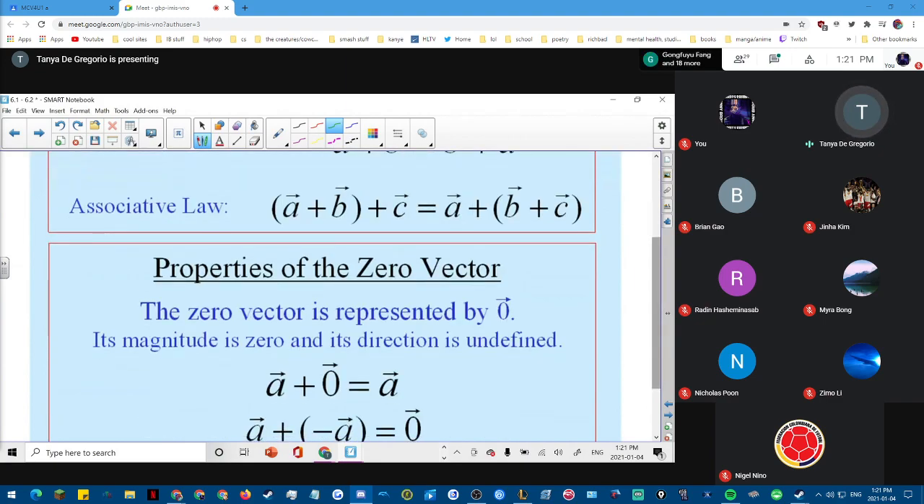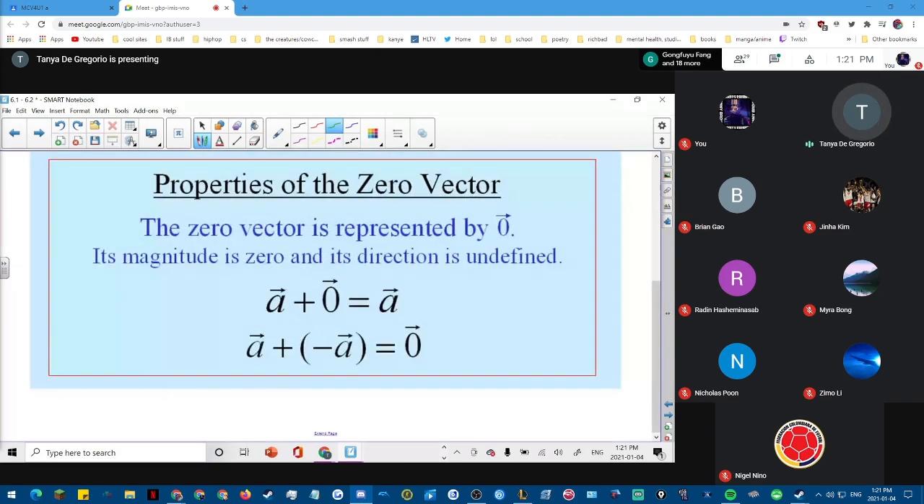So properties of the 0 vector. The 0 vector is represented by a 0 with an arrow. If it doesn't have the arrow, it's not a 0 vector, it's just 0. Okay, so it's very important that it has the hat on it or the arrow on it. Its magnitude is 0 and its direction is undefined because it's nothing, right? It's 0, it's a nothing vector.